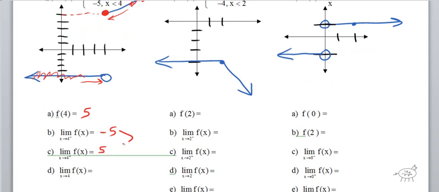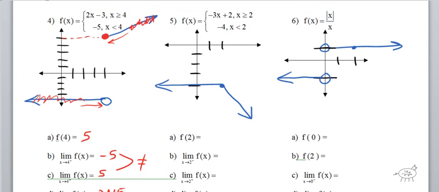Because these are not equal, this does not exist. The two-side limit, which again has no number or no sign after, right? Limit as x approaches 4, that does not exist. Okay? So it's really not bad. I mean, once you get used to the limits, they're really, really not bad.